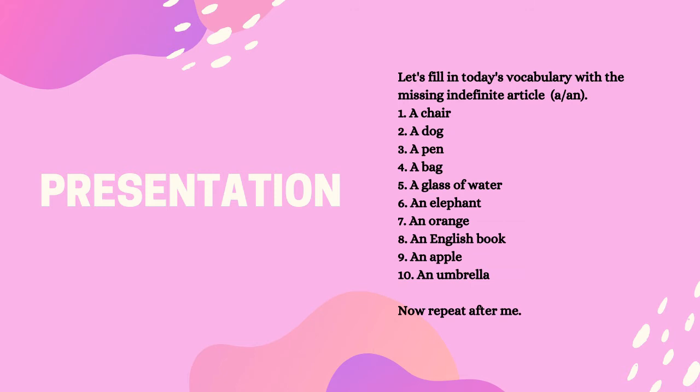7, an orange. 8, an English storybook. 9, an apple. 10, an umbrella. The last 5 words have vowel sounds. That is why we are using the indefinite article an. Now you have to get the student to repeat after you. A chair. And then you would use TPR to get the student to repeat what you've just said to them.